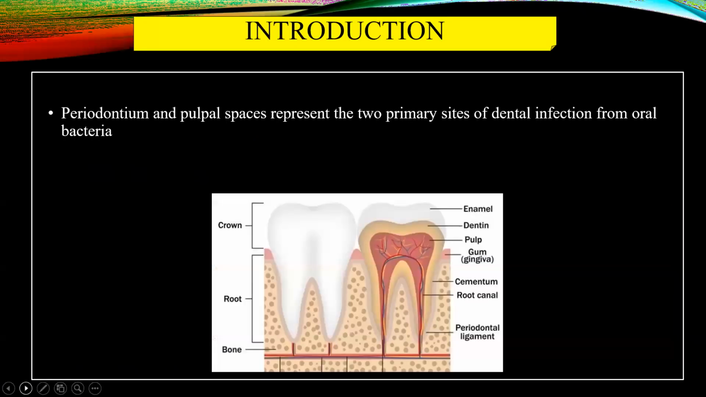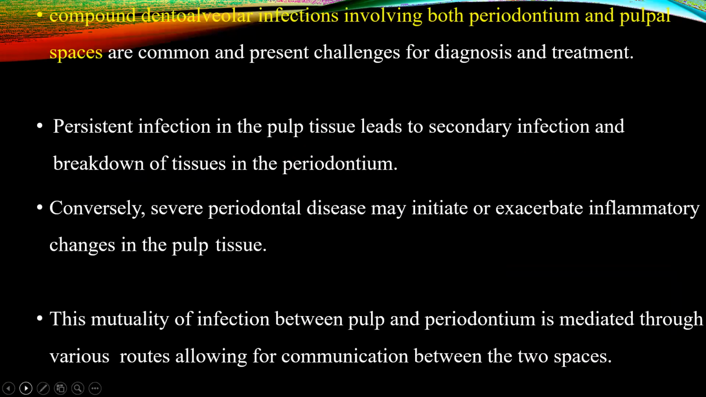Endo-perio lesions. The periodontium and pulpal spaces represent two primary sites of dental infection from oral bacteria. Compound endoalveolar infections, involving both pulpal and periodontal spaces, are common and present challenges for diagnosis and treatment. Persistent infection in the pulp tissue leads to secondary infection and breakdown of the tissues in the periodontium. Conversely, severe periodontal disease may also initiate or exacerbate inflammatory changes in the pulp.